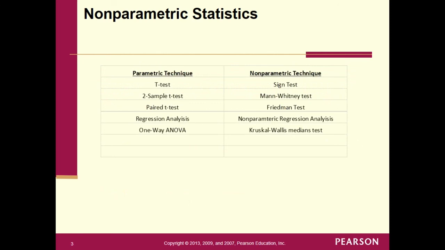So on the left-hand side, you have the parametric techniques. So you have the t-test, the two-sample t-test, the paired, okay, so on and so forth. Well, over on the right-hand side, those are the most popular non-parametric techniques corresponding to the ones on the left. All right. There's actually more non-parametric techniques. So for example, you might have 3 or 4 non-parametric techniques for every parametric technique, because it just depends on the situation that you have, and you're kind of flexible about how to do things. All right.